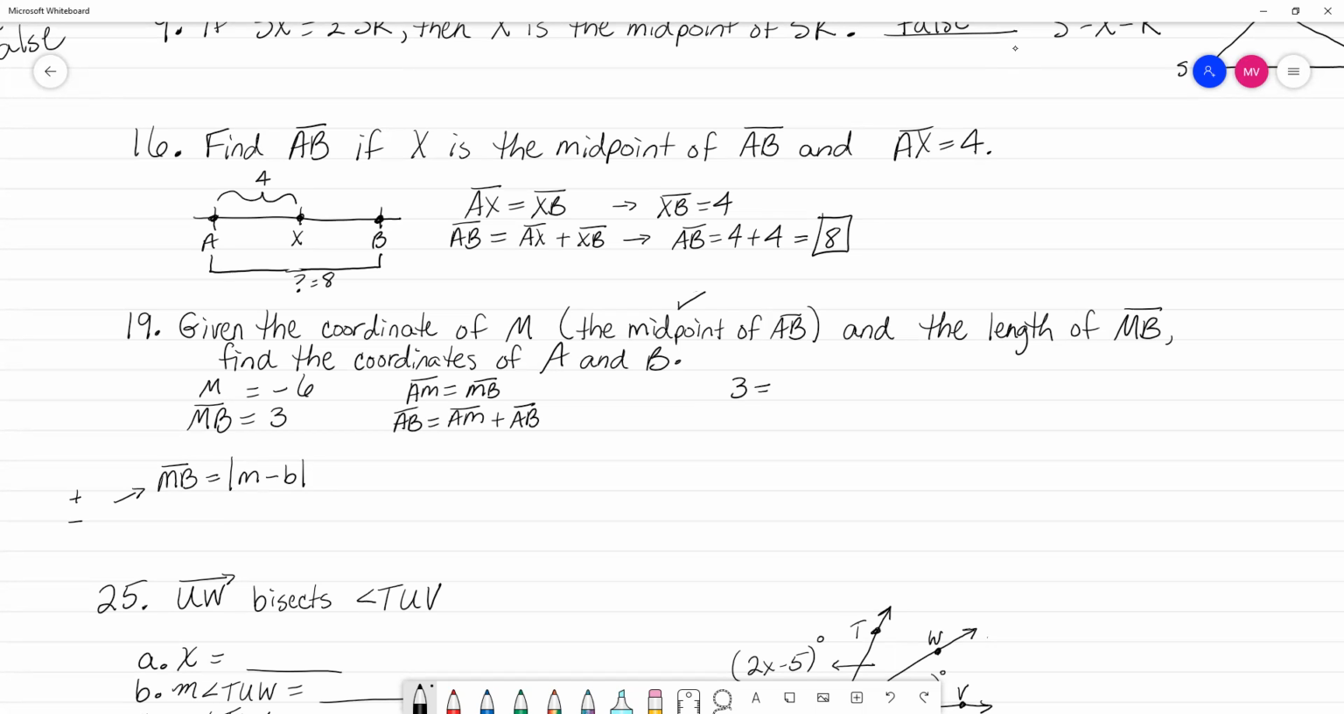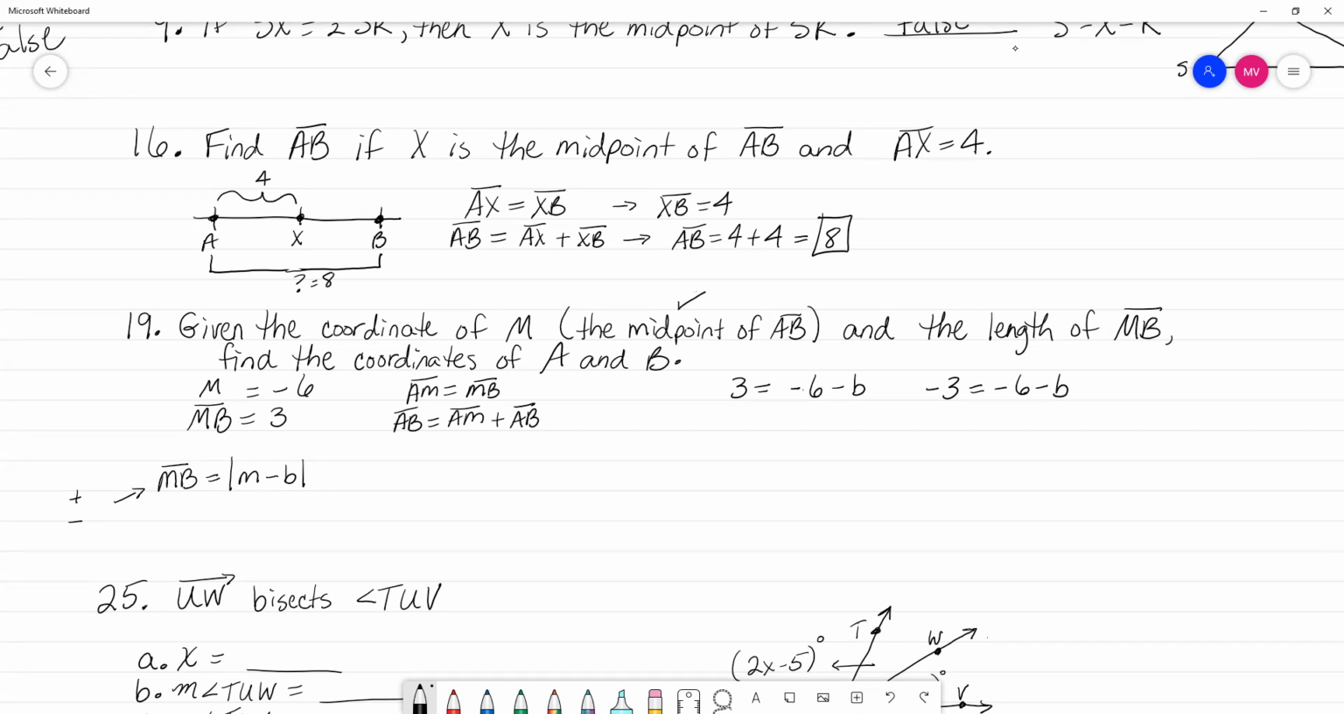So with a positive length, 3 equals the midpoint, which is -6, minus B. Nope, don't need absolute value. The point of doing this is to eliminate the absolute value. But then we also need to do this with negative length. So moving down the number line from the midpoint to find the other end point. So -3 equals -6 minus B.